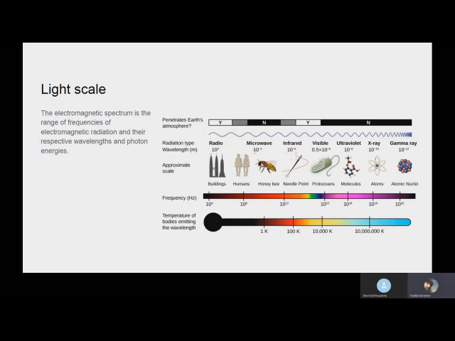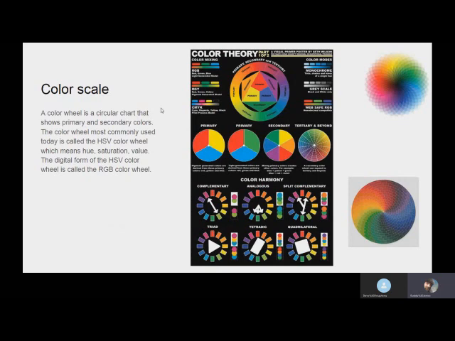So different size waves. The size of a wave of a human is right here, the size of a wave of a huge building, and you got the size of needles. And here's an atom down here, here's the nucleus of the atom, etc., and so on. There's the color scale. A color wheel is a circular chart that shows preliminary and secondary colors. The color wheel most commonly used today is called the HSV color wheel, which means hue saturation value. The digital form of the HSV color wheel is called the RGB color wheel.